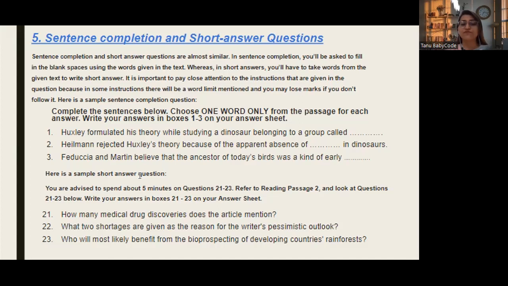Next is a sample of short answer questions. You are advised to spend 5 minutes on the question. Look at the questions below and write your answers on the answer sheet. So there are 3 questions. Again, you have to write the answers. You can predict your answer also.